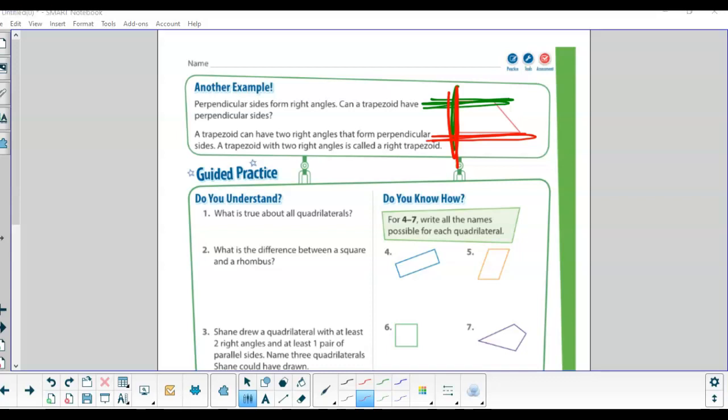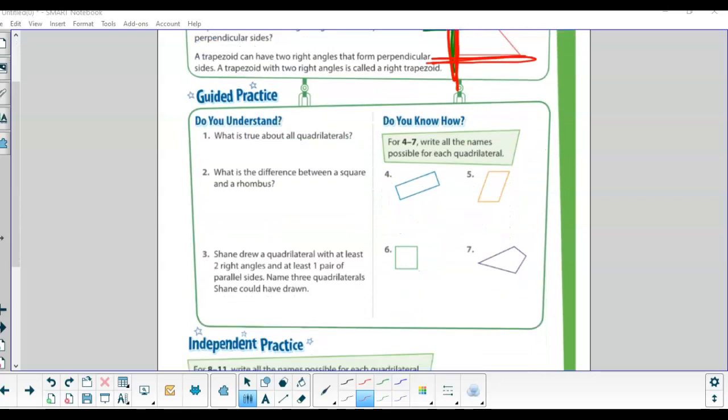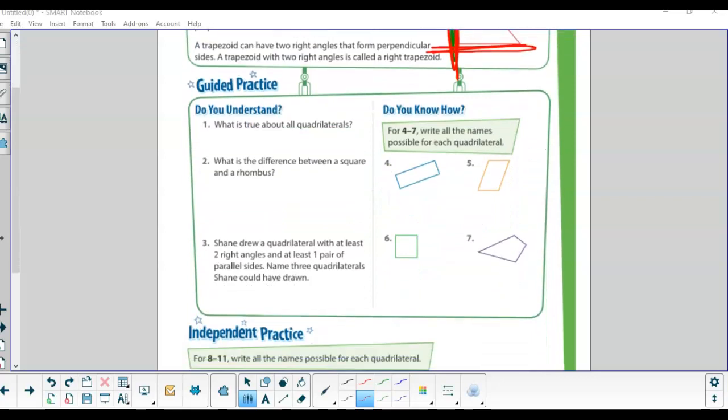Okay, let's look at guided practice and let's walk through it together. Number one, what is true about all quadrilaterals? Remember, you need to pause the video so you have time to write your response. So please just pause anytime you need. So what's true about all quadrilaterals? What did you guys write? What do you think?